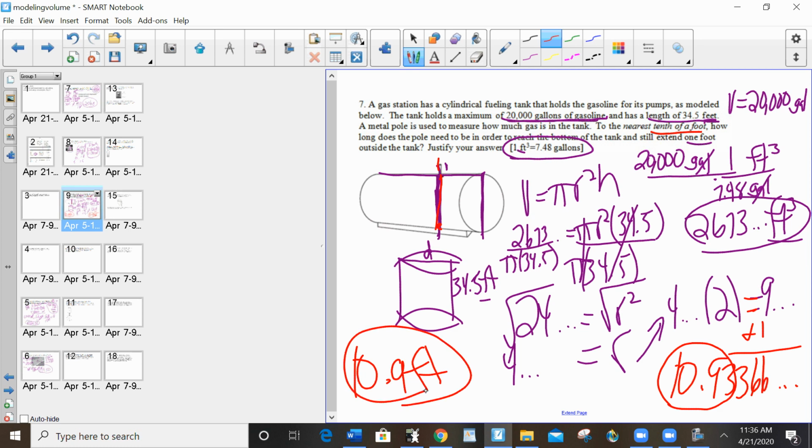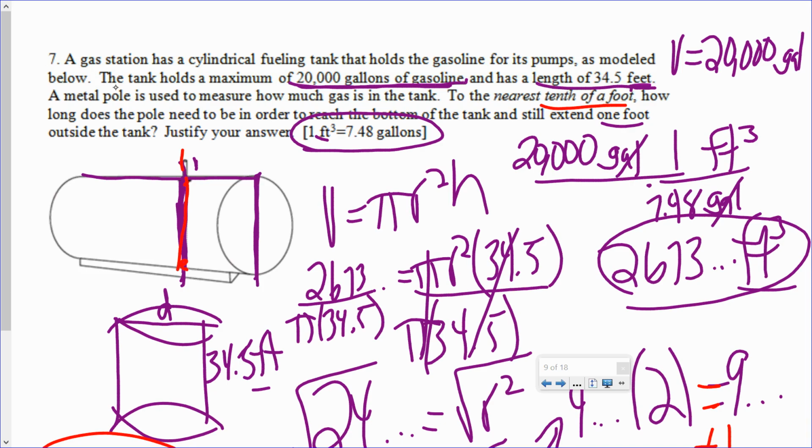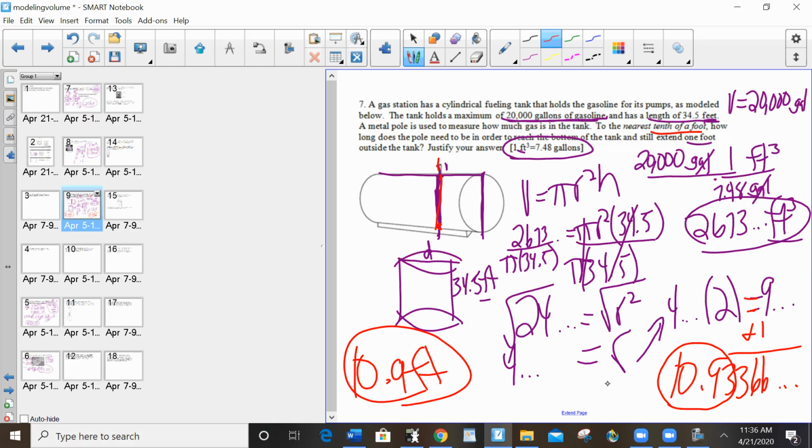So again, I think this might have been one of the hardest questions in the packet. What did we do? It gave us the volume. So since it gave us the volume, I substituted into V. However, since it gave me the volume in the wrong unit, I had to start by converting to the proper unit, which was cubic feet. Once I had that, again, I substituted in for V, and I solved for R. Once I had R, I was able to find the diameter by multiplying by 2.